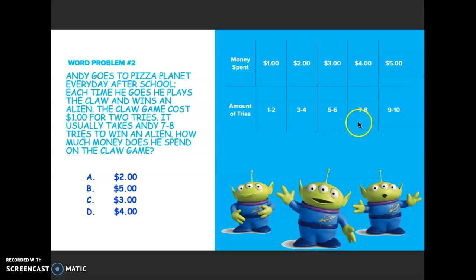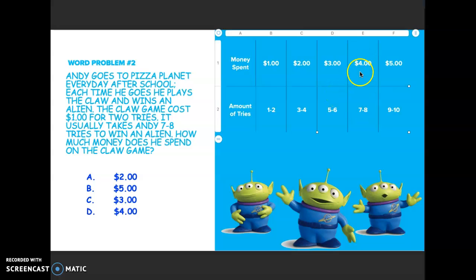You look at the amount of tries. So then you see 1 to 2 tries is $1. 3 to 4 tries is $2. 5 to 6 tries is $3, and 7 to 8 is $4, and 9 to 10 tries would be $5. So each time Andy goes to Pizza Planet, he spends this right here, which is $4 to get this alien, and your answer would be D.